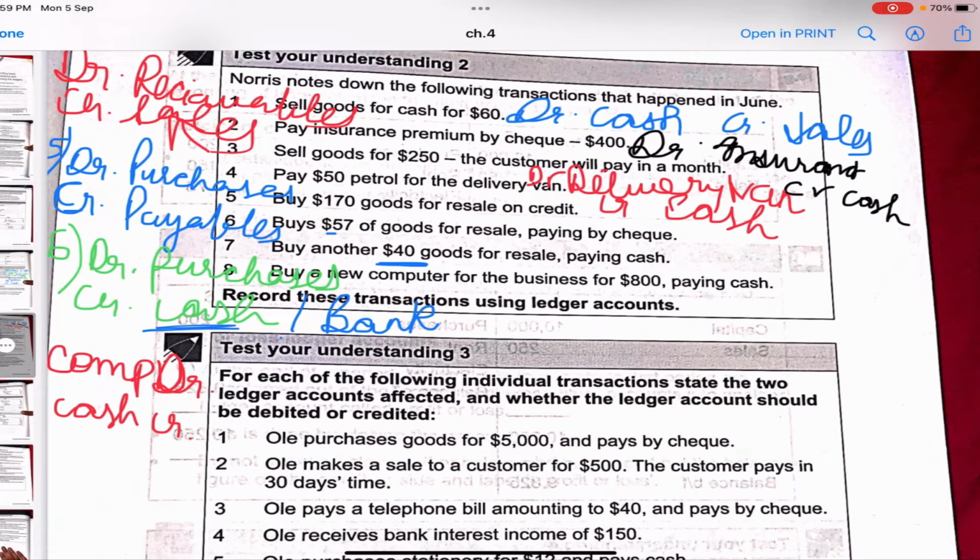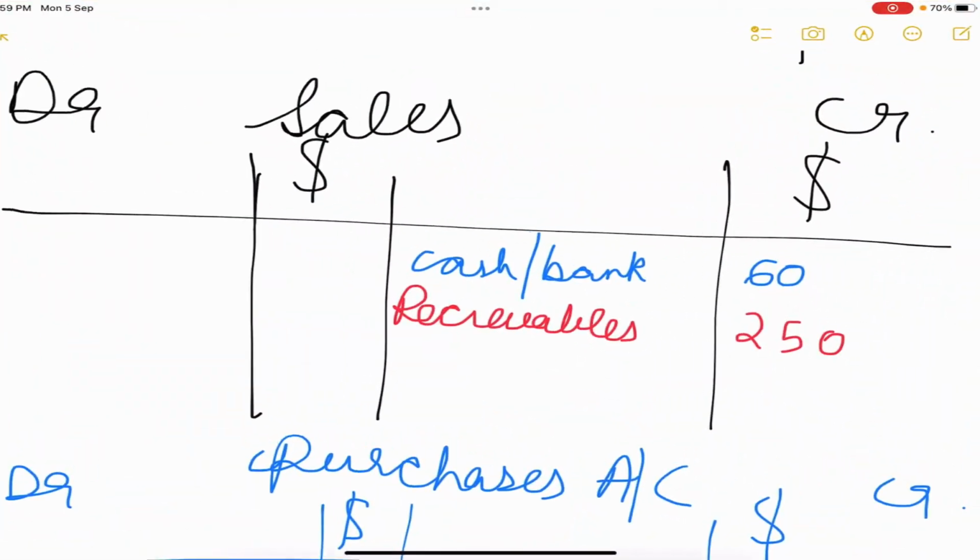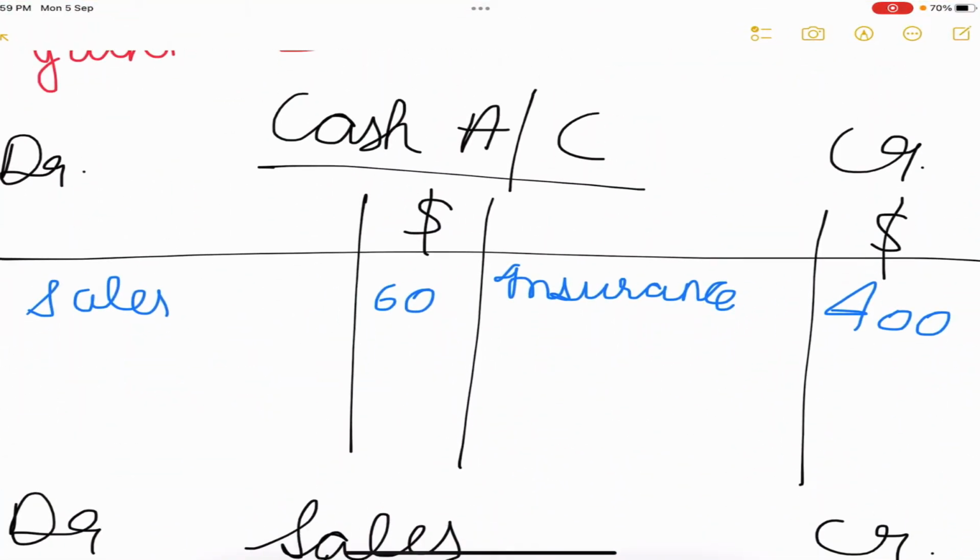Pay $50 petrol for the delivery van. So delivery van is nothing but motor expenses, right? So let's see, $50 are paid to the delivery van. So in our solution we had written delivery account debit to cash, right? So delivery is nothing but it comes under motor expenses. So motor expenses gets debited and the cash is going out, since the cash or bank is going out by 50, right? So if cash is going out, it's getting credited.